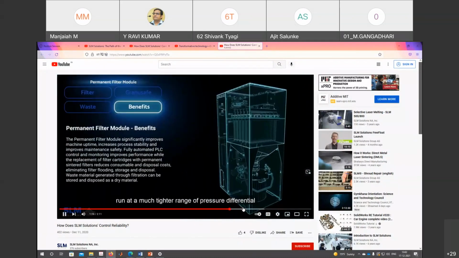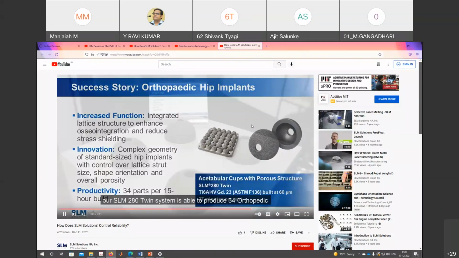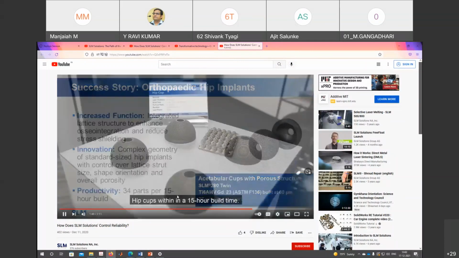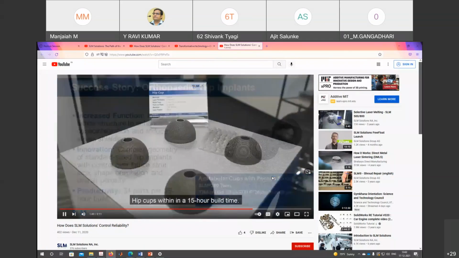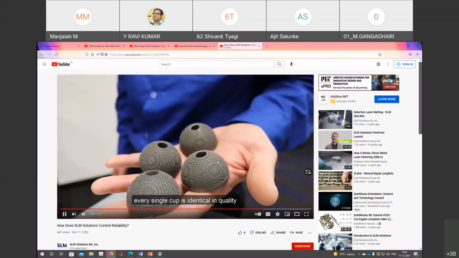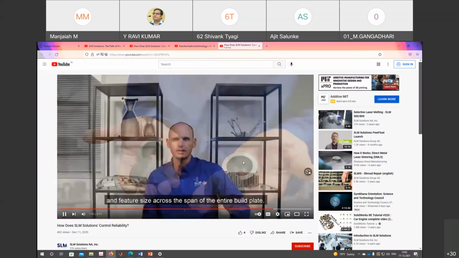If you see here, these are the successes of SLM parts, or orthopedic implants, such as these hip cups. They have very innovative, complex part geometries. You can see a productivity of 34 parts built in 15 hours. These are already FDA-approved parts, already implanted in patients in the US and all over the world. These hip cups are made with titanium, with a layer thickness of 50 microns, and with this kind of lattice structure.